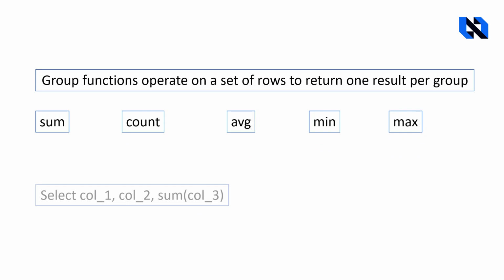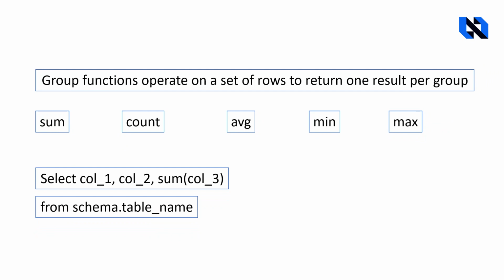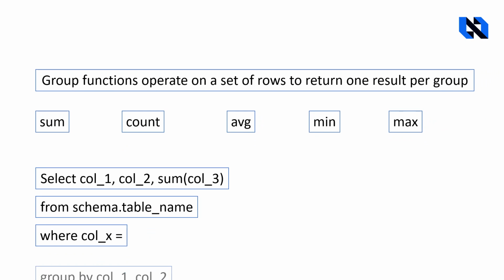Let us look at how this pseudocode is written. You have your select column 1, column 2, and the aggregation is then taking place on column 3. Then from schema table name, where column X being any column from that table, we now have our group by clause here. In this case, we are grouping by column 1 and column 2.